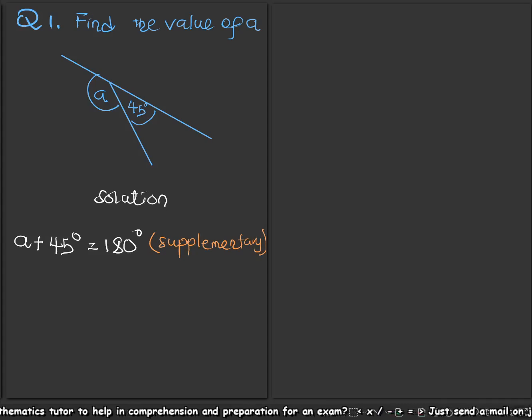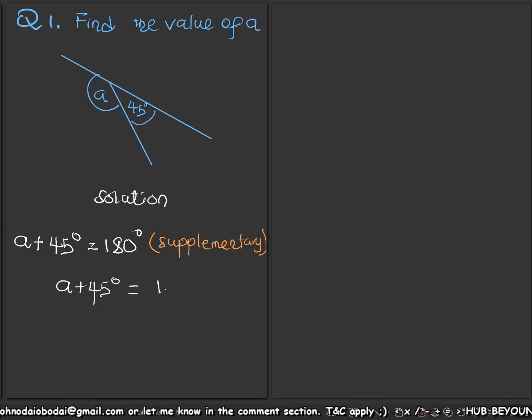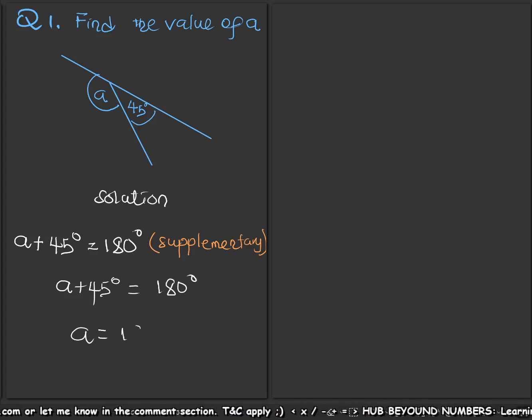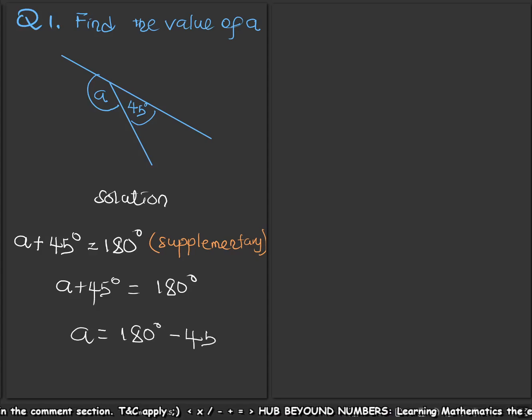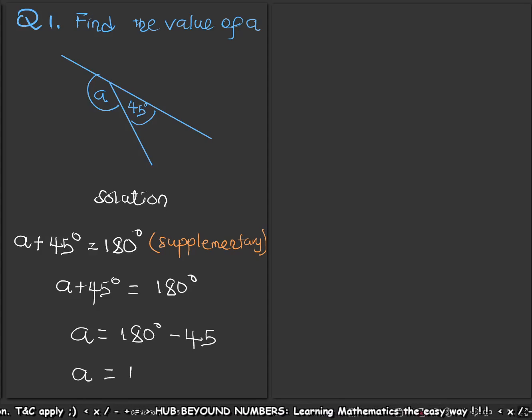So with that said, now all we need to do is to make A the subject. And how do we do that? So we have A plus 45 being equal to 180 degrees. So our A is then equal to 180 degrees minus the 45. And if you evaluate that, you are going to get your A to be equal to 135 degrees.